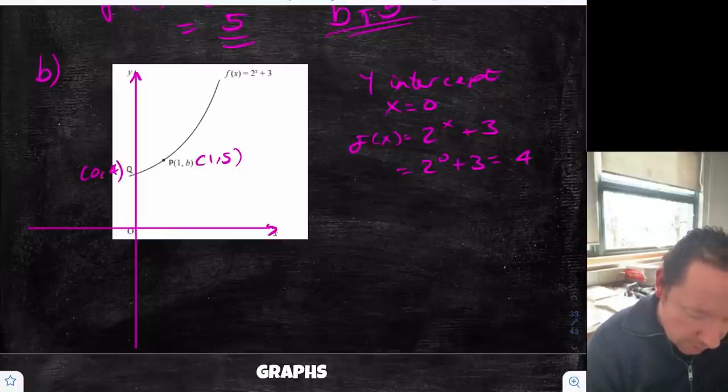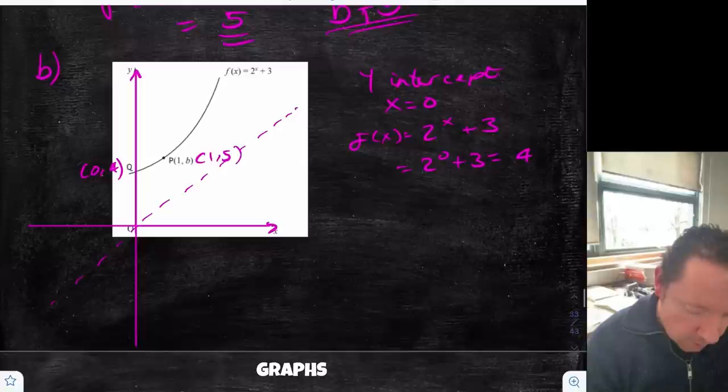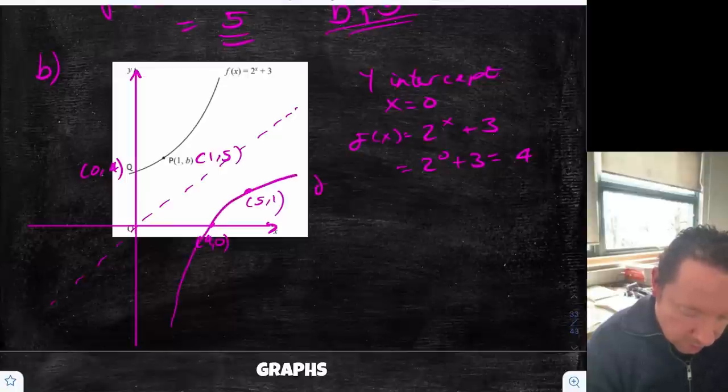We need to reflect in the line y equals x. So drawing a y equals x line. So 0, 4 becomes 4, 0. And 1, 5 becomes 5, 1. And we've got an exponential curve like so. That's the inverse function of x. So that's part one done.